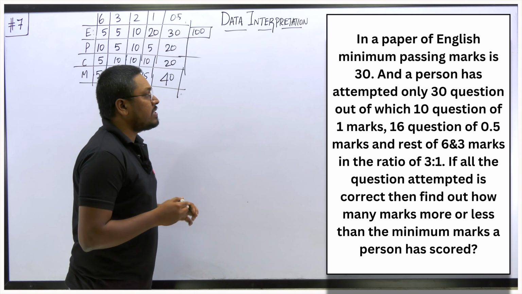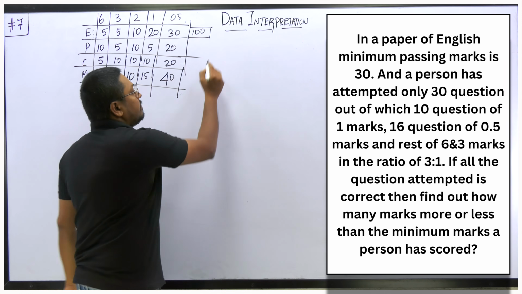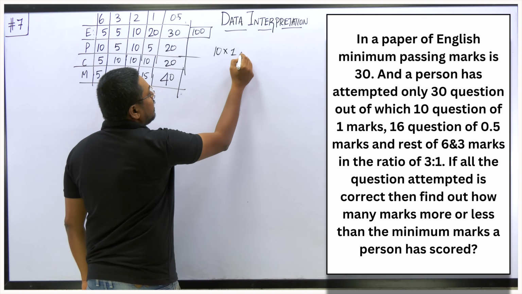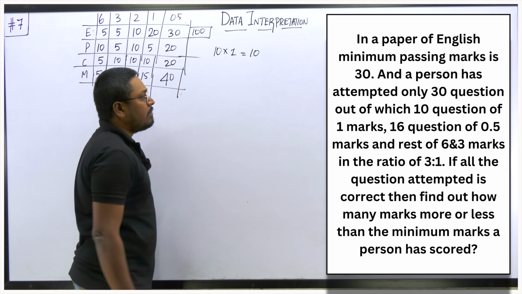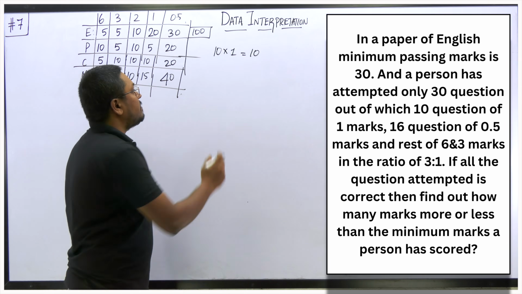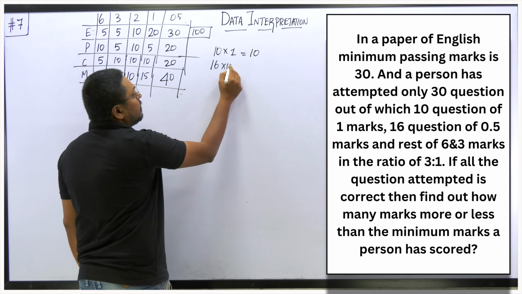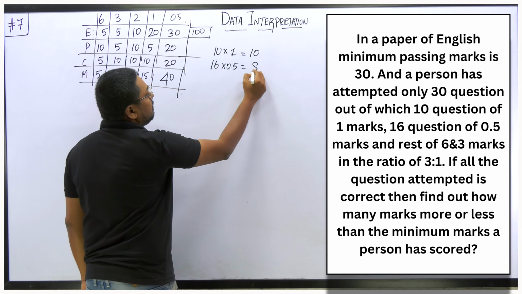So out of 30 questions, 10 questions from 1 mark. So 1 mark 10 questions, then the total marks he will be getting will be 10, right? 10 marks he will be getting, and 16 questions from 0.5. So 16 questions from 0.5, which is half of the number, will be 8.